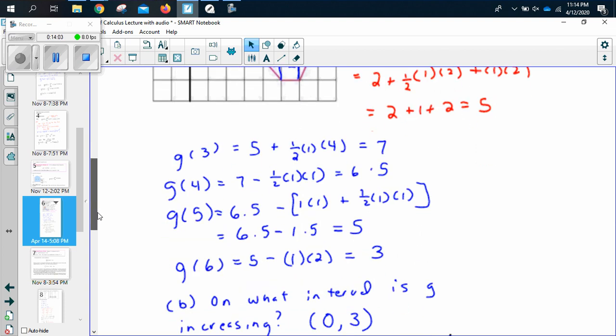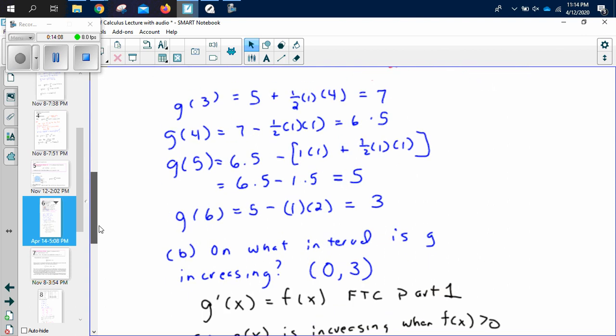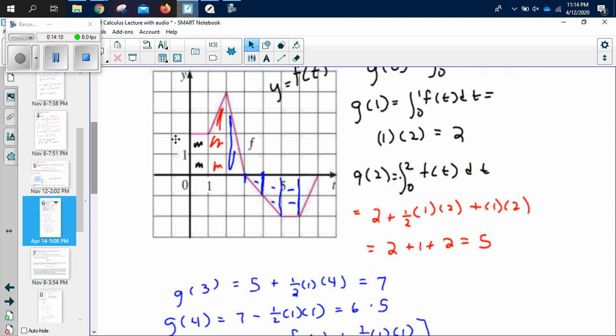And then the B part says, on what interval is g increasing? Well, logically, you can see that it's increasing until we start subtracting. So it's increasing from 0 to 3. You can see that. That's the interval. It's increasing from 0 to 3.